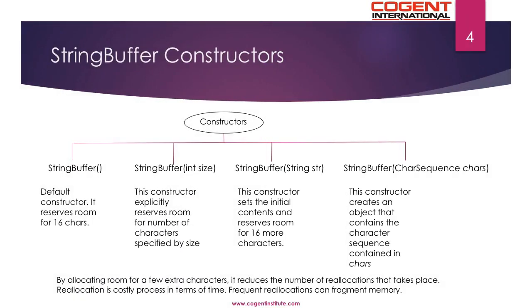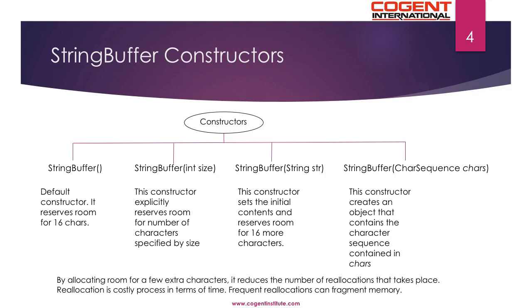Let's look at the StringBuffer constructors. The first one is the default constructor. It reserves room for 16 characters. The second one is a parameterized constructor with param of type int. This constructor explicitly reserves room for the number of characters specified by size. Next is a parameterized constructor with param of type String. This constructor sets the initial contents and reserves room for 16 more characters.